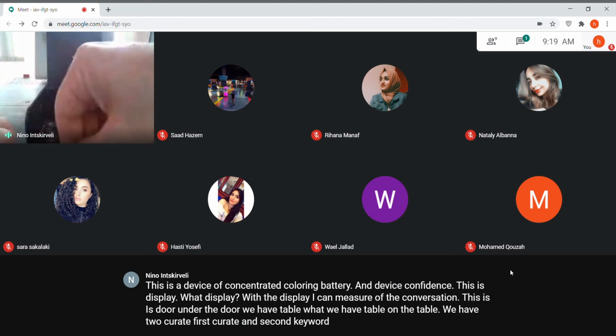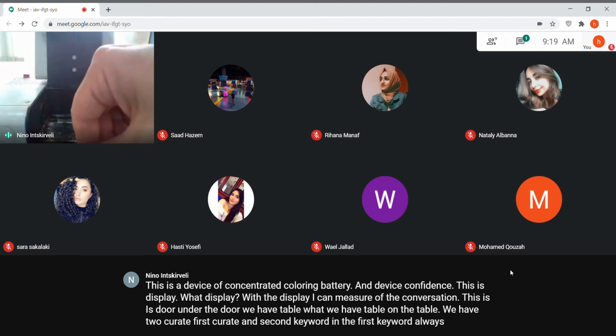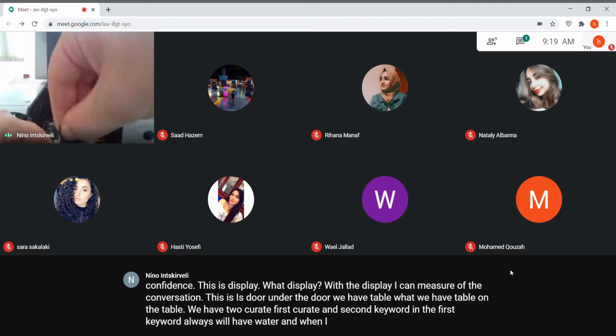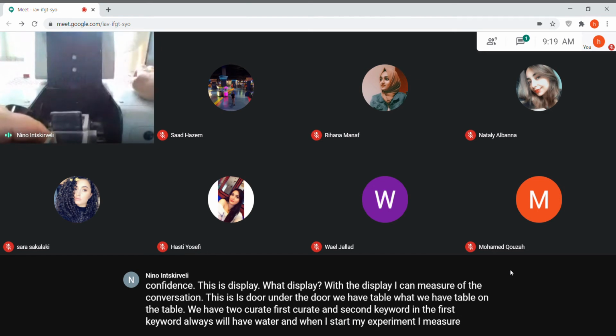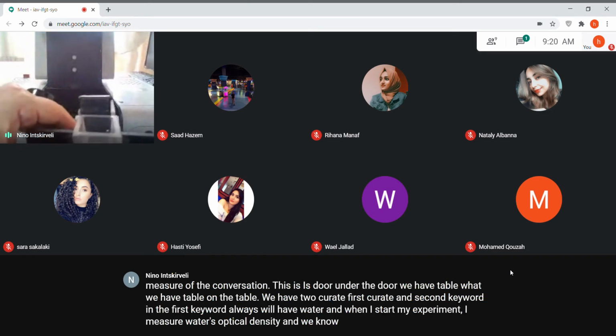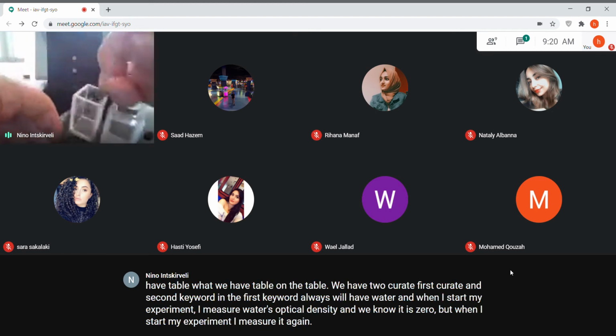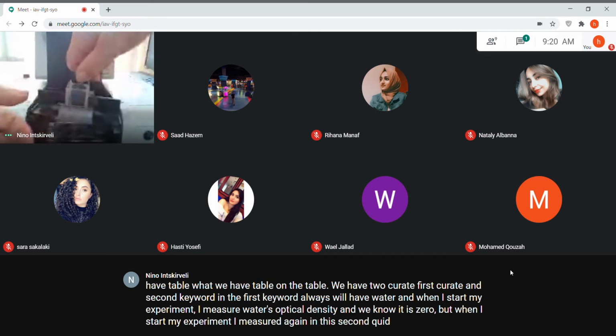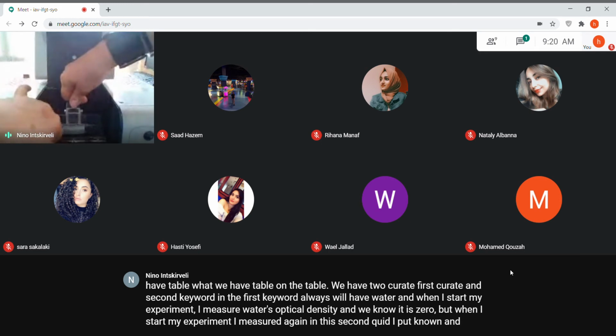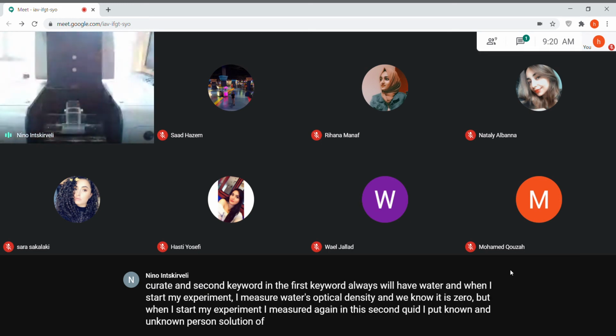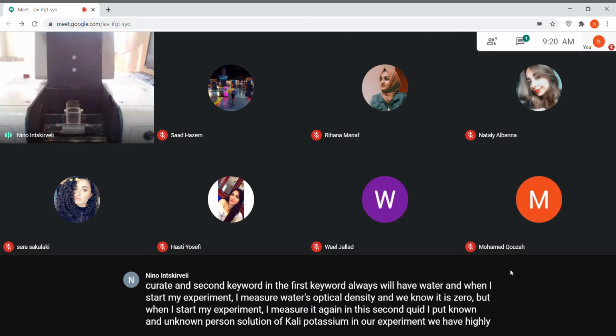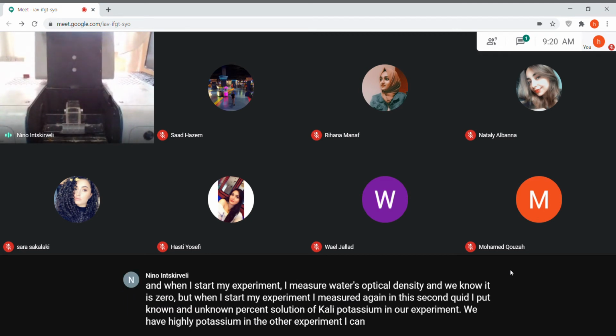In the first cuvette, we always have water, and when I start my experiment, I measure water's optical density, and we know it is 0. In the second cuvette, I put the known and unknown percent solution of kali potassium. In our experiment, we have kali potassium. In another experiment, I can take another solution.